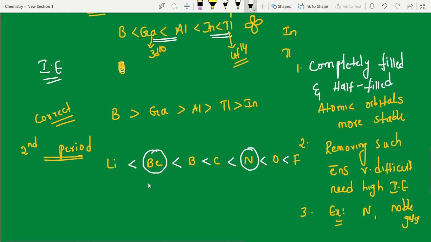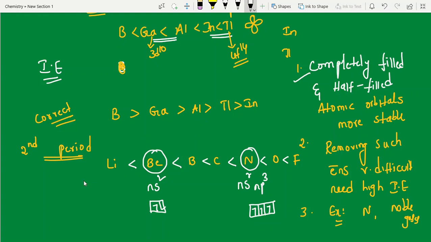This is the ns2 electronic configuration. This is the ns2 np3 electronic configuration. This is p. P means how many boxes, students? 3 degenerate orbitals, exactly half-filled. Actual capacity is 6. Now it is exactly half-filled. This is completely filled, right? Wherever completely filled and half-filled atomic orbitals are there, more ionization energy is required to remove such electrons.